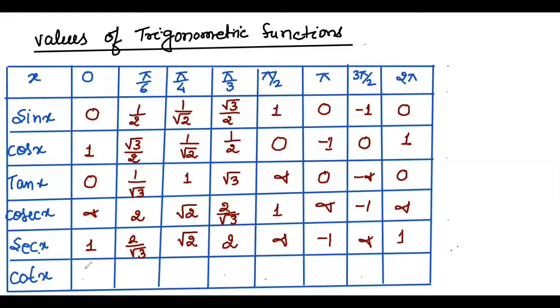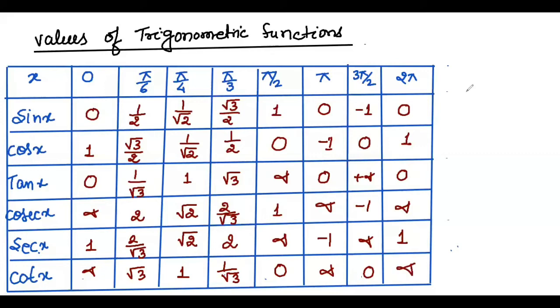Then cot of 0 is infinity. Cot of pi by 6 is root 3. Cot of pi by 4 is 1. And cot of pi by 3 is 1 by root 3. Then cot of pi by 2 is 0. Cot of pi is infinity. Cot of 3 pi by 2 is 0. And cot of 2 pi is infinity.